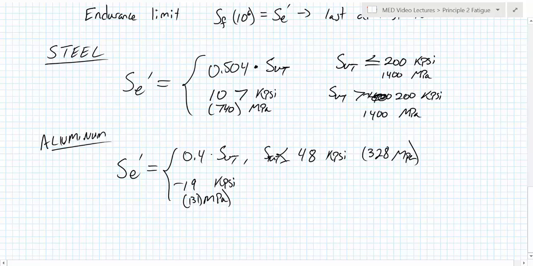So in order to find the ultimate strength, we just need to look in the tables in the back of the book and then multiply by either 50% or 40%. So that gets us our hypothetical endurance strength.